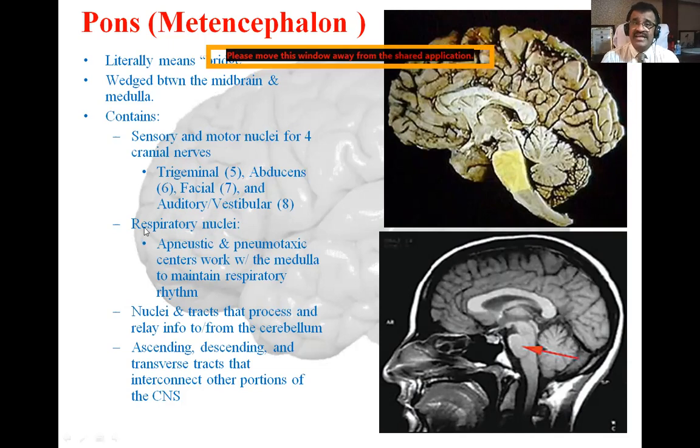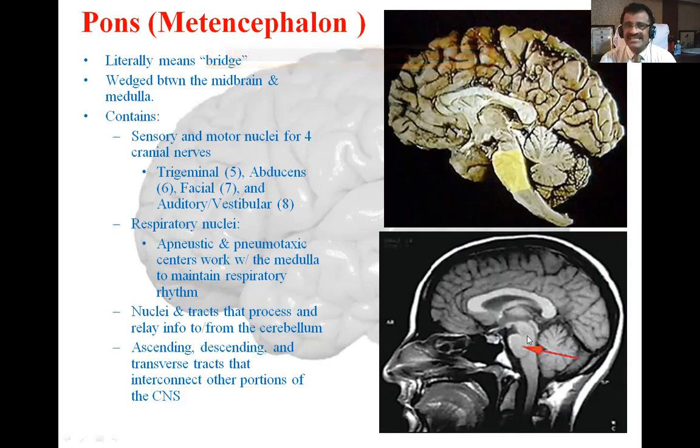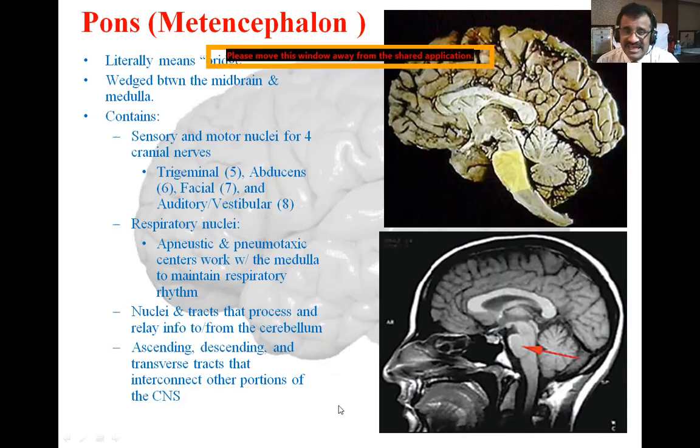And also we get respiratory nuclei on the pons. Apneustic and pneumotaxic centers work with the medulla to maintain respiratory rhythm. Nuclear tracts that process and relay information to and fro from the cerebellum. Ascending, descending, and transverse tracts that interconnect other portions of the central nervous system.